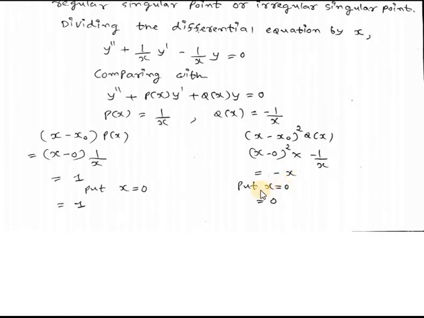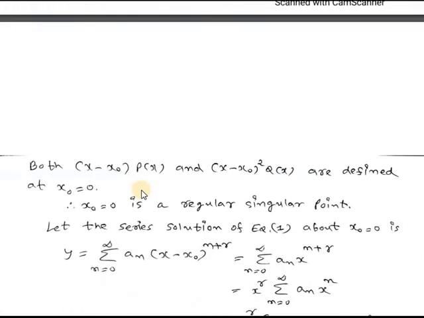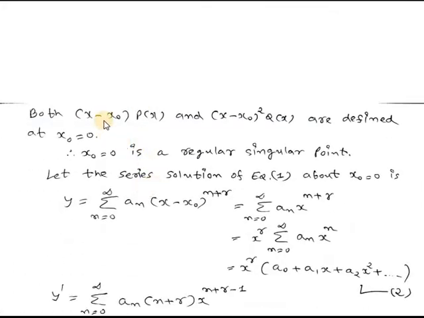Now we are checking for the point x equal to 0, so put x equal to 0, and we get the answer 0. Here both answers are finite for this point, or we can say both are defined for this point. Therefore it is a regular singular point. Both (x minus x0) p(x) and (x minus x0) whole square q(x) are defined at x0 equal to 0. Therefore x0 equal to 0 is a regular singular point.